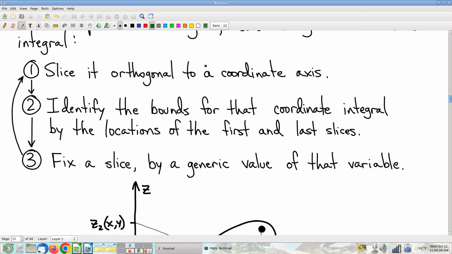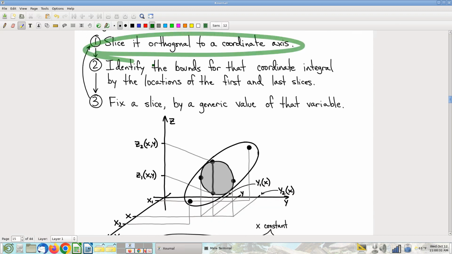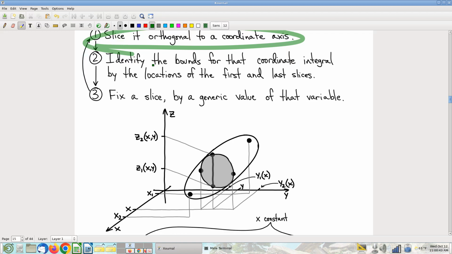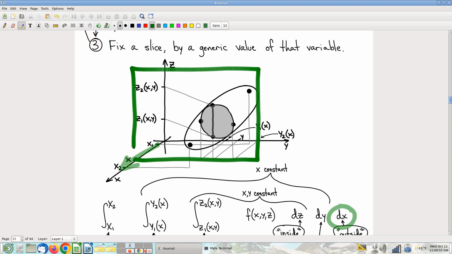And here's that process. You pick a differential, whatever's going to be your outside bound, and slice perpendicularly to that coordinate axis, just like we did with double integrals. So, for example, here I am doing x on the outside, and so x goes from there to there. Here's what my slices look like. All right, so we've got our x slicing.